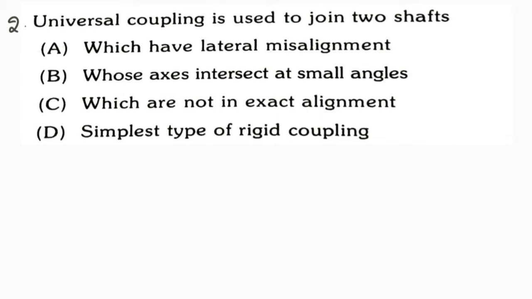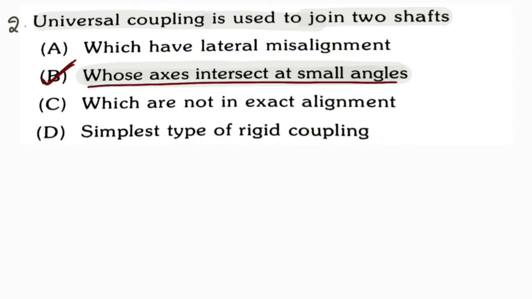Look at the second problem. Universal coupling is used to join two shafts. Dear friends, universal coupling is used for joining two shafts whose axes intersect at small angles. Look at option B. Wherever the two shafts are intersecting at small angles, for connecting those two shafts, we are using the universal coupling. I hope you got my point. Therefore, option B is absolutely correct.